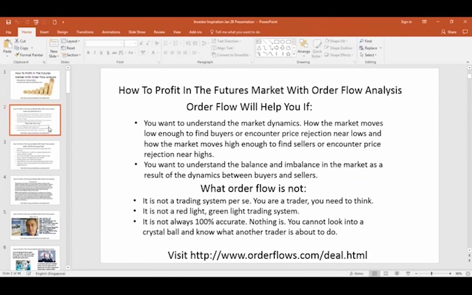Most traders look at the market on a simple bar chart. They just look at the open, the high, low, and close, and don't really go underneath into what's happening in the market. So order flow will help you if you want to understand the market dynamics, how the market moves low enough to find buyers or encounter price rejection near the lows, or how the market rallies to a level where it's going to find sellers, or if there's going to be price rejection near the highs, which will also cause a sell-off. And order flow will help you if you want to understand the balance and imbalance in the market as a result of the dynamics between buyers and sellers.